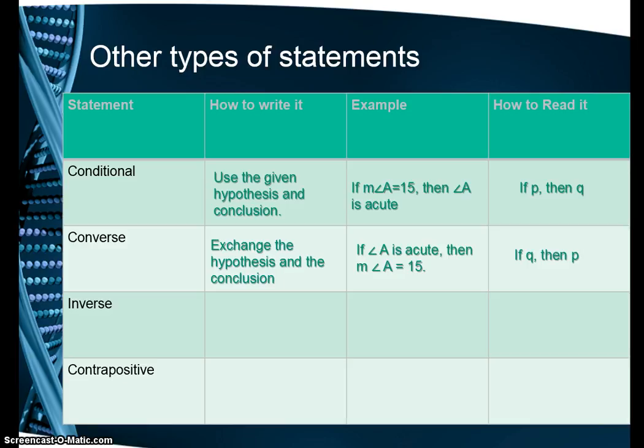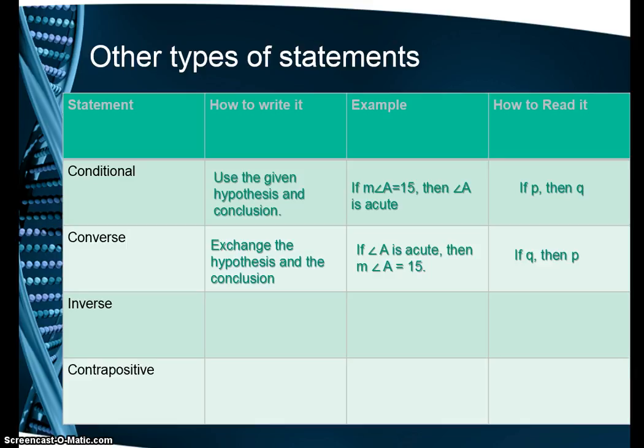Now I can go ahead and start assigning my truth values here. If this original one, if angle A is 15, then it has to be acute. So this is a true statement. But for the second one here, if angle A is acute, then the measure of angle A is equal to 15. That's not necessarily true. It could be, say, 20 degrees, okay? So that we would consider to be a false statement when the converse is false like that, okay?